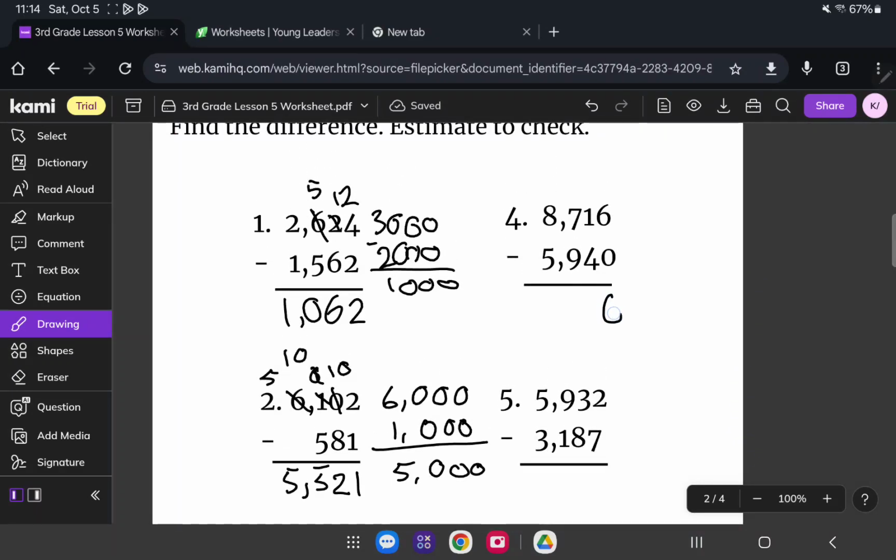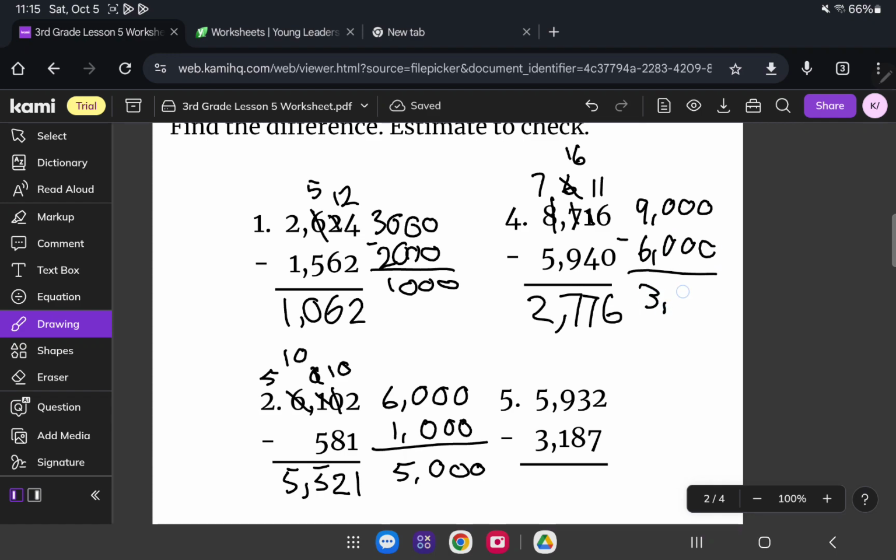6 minus 0 is 6. We borrow a 10, 7. 11 minus 4 is 7. And then we borrow another 10, 8, 7. 16 minus 9 is 7, and then 7 minus 5 is 2. And then when we estimate both of these numbers up and subtract it, we should get 3,000.